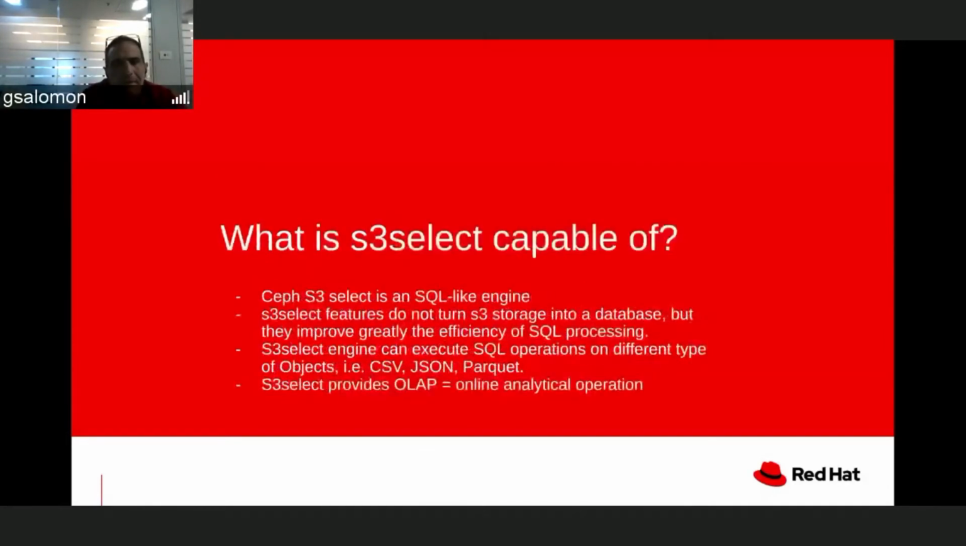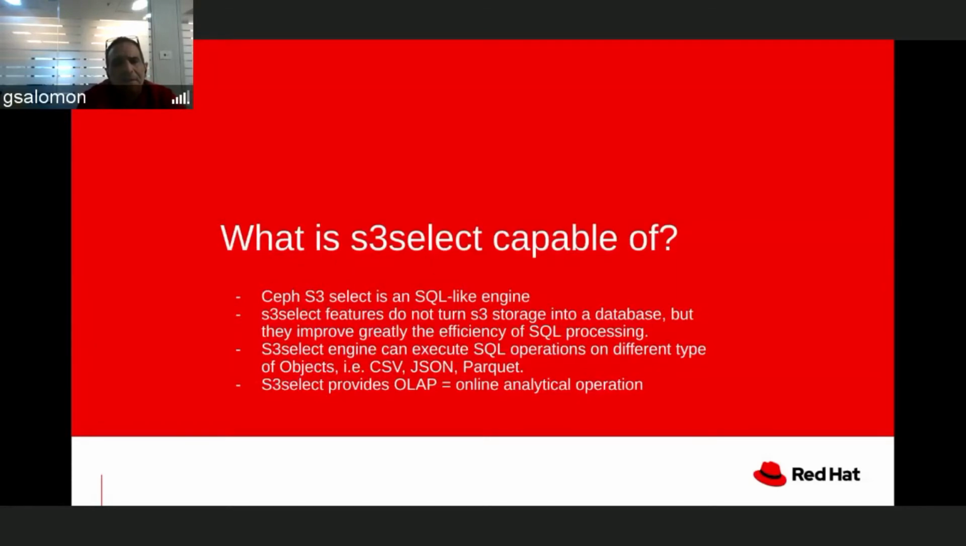What is S3select capable of? S3select does not turn our S3 storage into a database, but it does improve greatly the efficiency of SQL processing. It should be noted that SQL dialect provided by the S3select is only for read. It's only the select statement. There is no notion of schema or table, and the object being read should enable tabular operation.